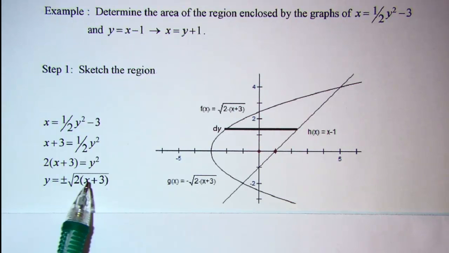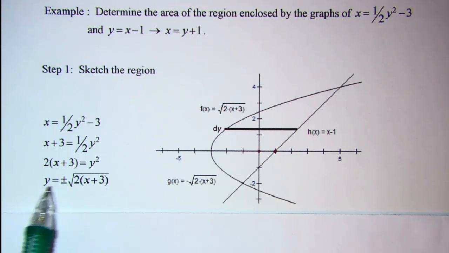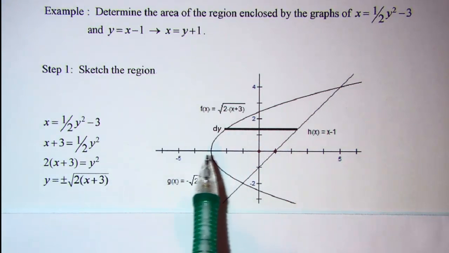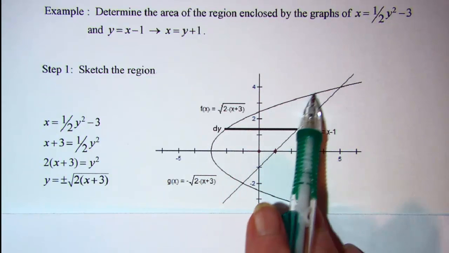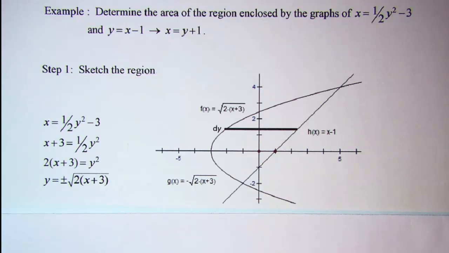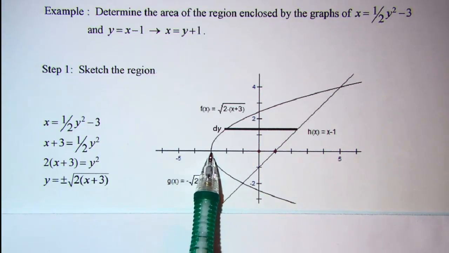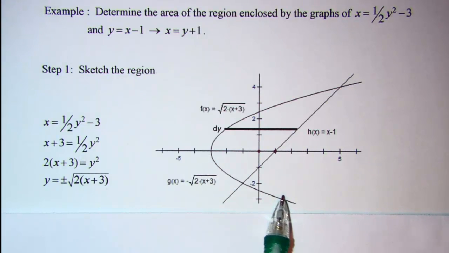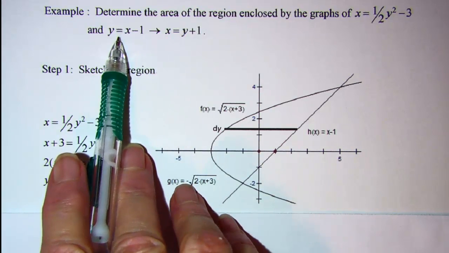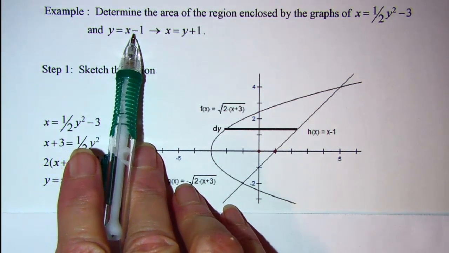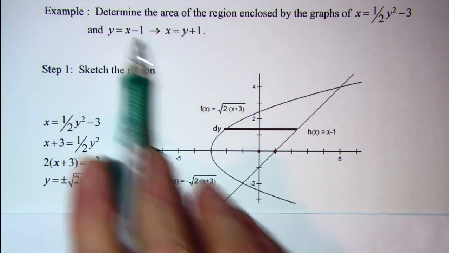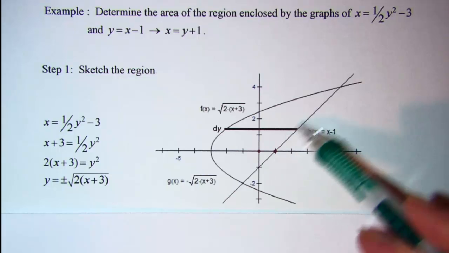Now the positive part of this equation is the graph that starts at the x-axis and goes up. This is our positive square root of 2x plus 3. And then the negative part of this equation is the part of the curve that starts at the x-axis and goes down. Also, this line has a y-intercept of -1 and a slope of 1, so it looks like this.